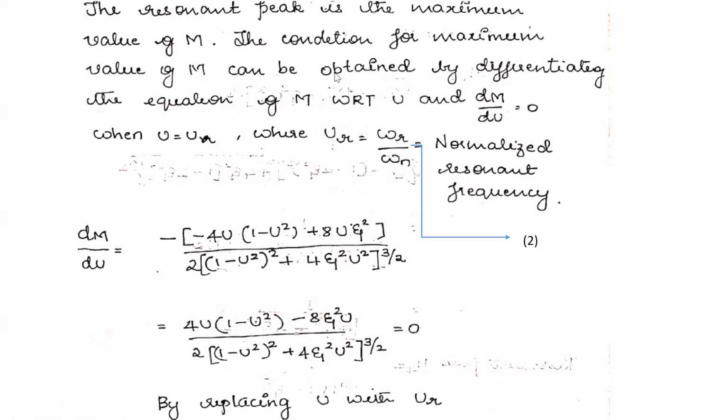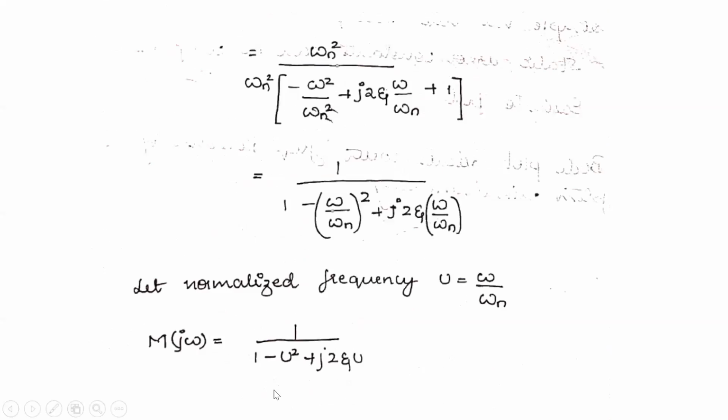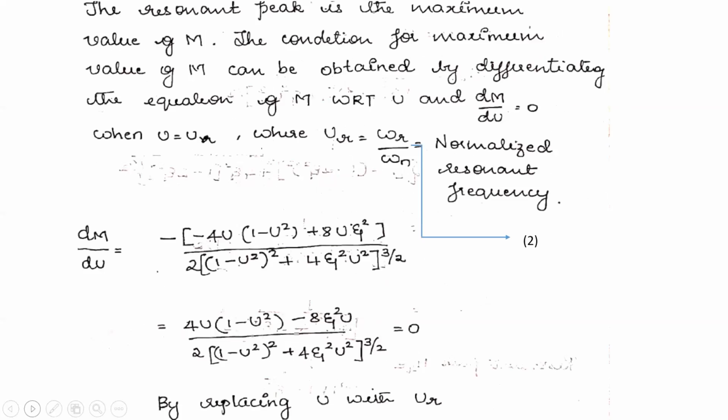Okay, and at what value will we get the maximum? At some particular normalized resonant frequency. Okay, it is at ur. What was u? U here is omega by omega n. So ur will be omega r by omega n, a particular value.